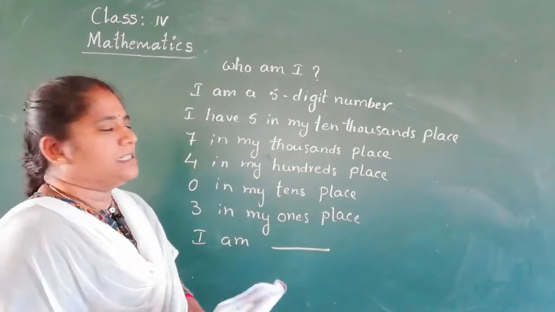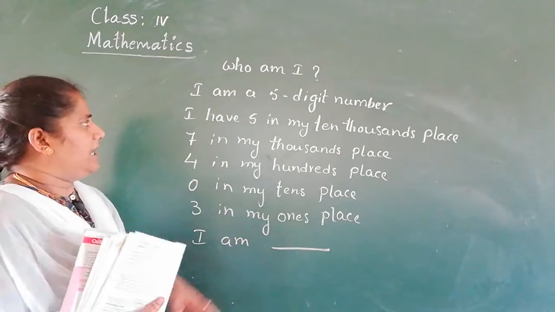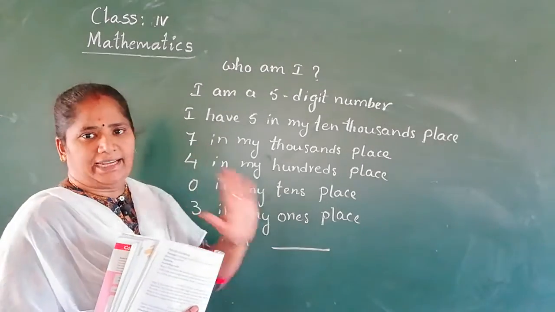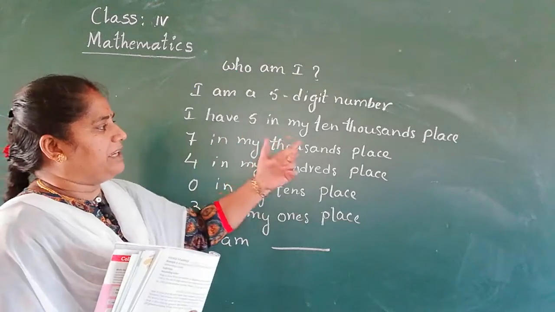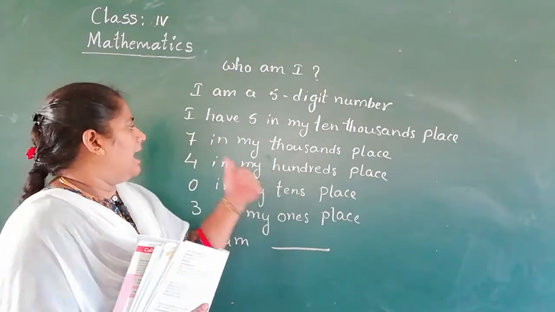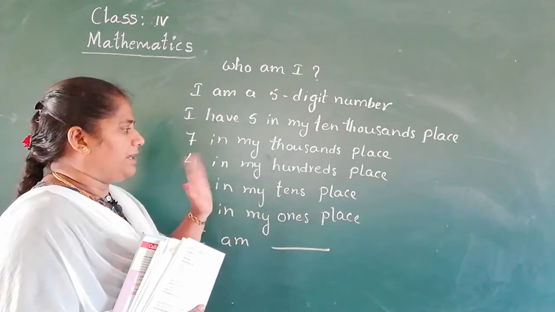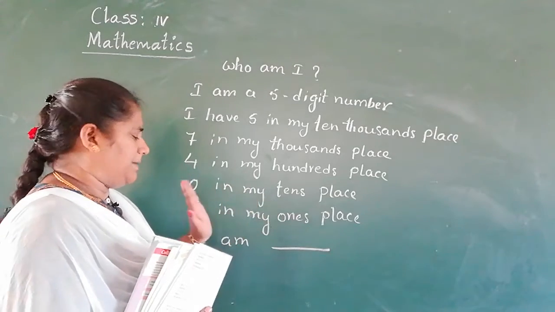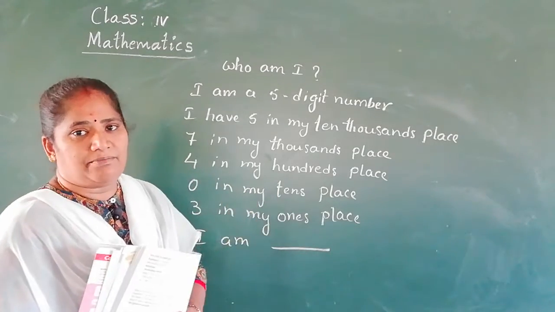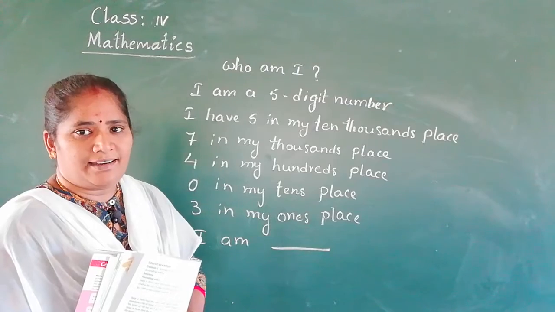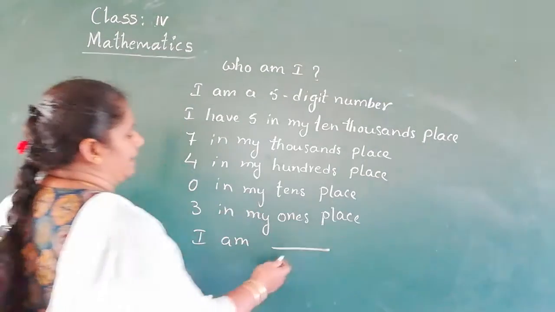So how do we get the answer? Just see the given clues. I am a 5-digit number. I have 5 in my 10,000s place and 7 in my thousands place, 4 in my hundreds place, 0 in my tens place, 3 in my ones place. What's that number? Did you find it? Okay, I will explain how I get that answer.